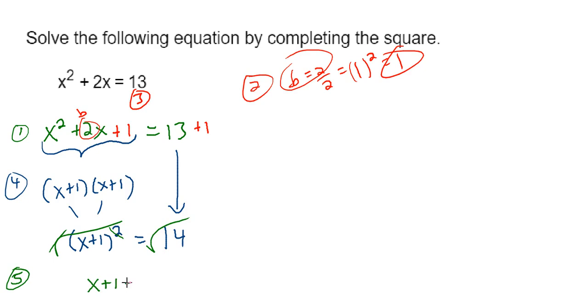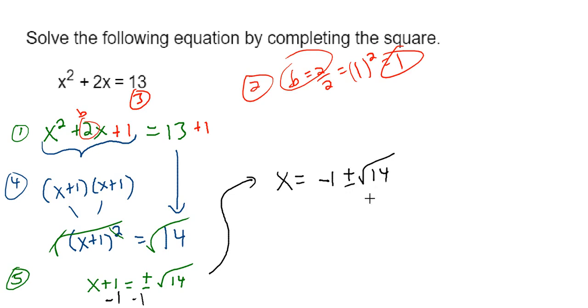We get x plus 1 equals, don't forget, I know there's a lot of other stuff going on in this problem, but you have to put the plus or minus there whenever you take the square root of both sides. And then we will subtract 1 from both sides to get x by itself. We'll put the minus 1 in front of the plus or minus. That's usually the way it's written. And so we're going to get x equals negative 1 plus or minus the square root of 14.